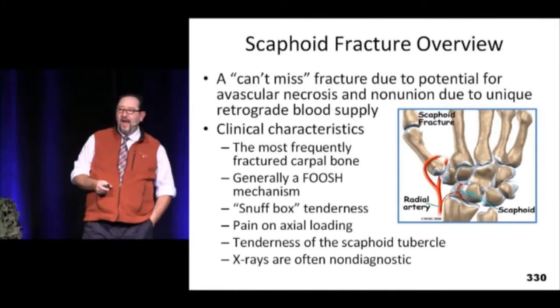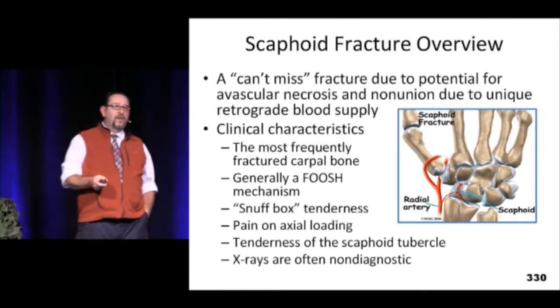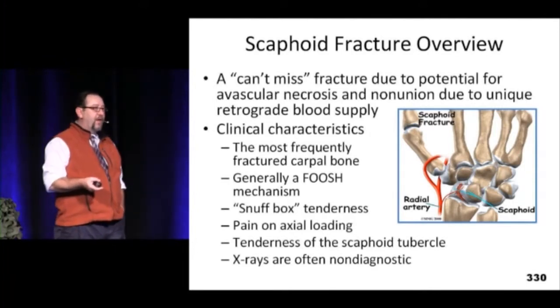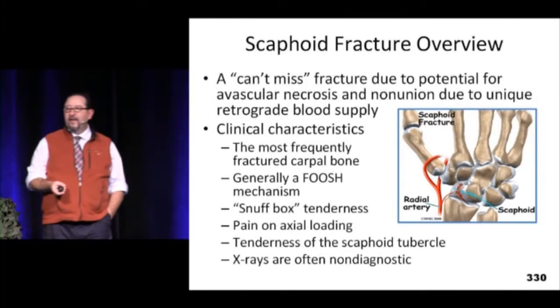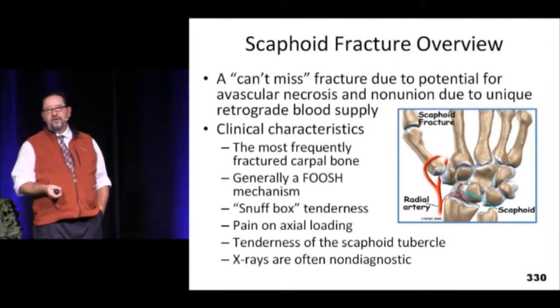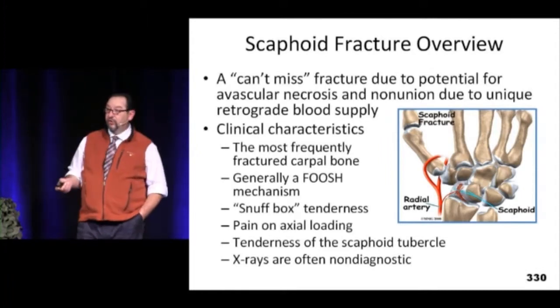X-rays are non-diagnostic a quarter of the time, even when you get a scaphoid series. So if you clinically suspect it, they should be immobilized with a thumb spica splint, and technically it should be a long-arm thumb spica splint, because a short-arm thumb spica splint still allows them to supinate and pronate, and supination and pronation has been proven to show movement at a scaphoid fracture, which you're trying to avoid.